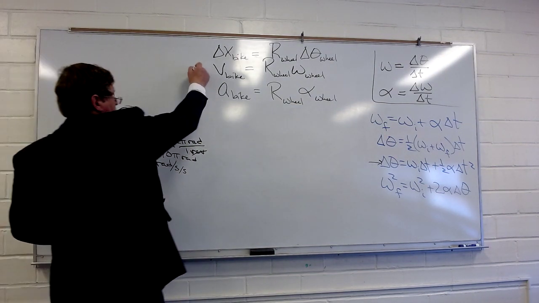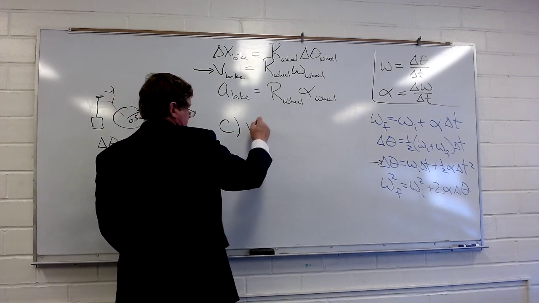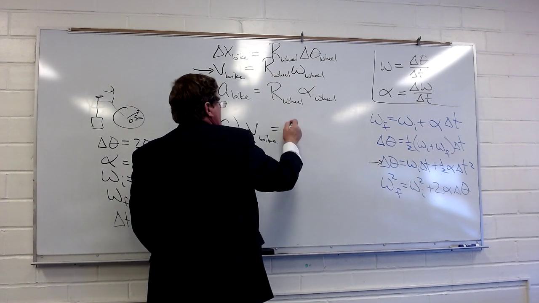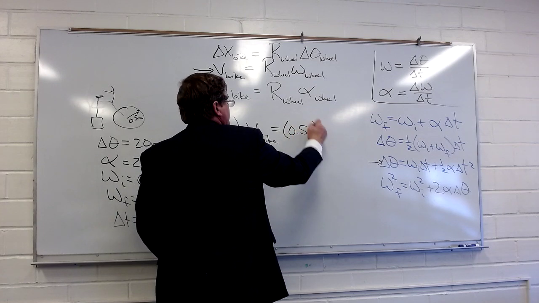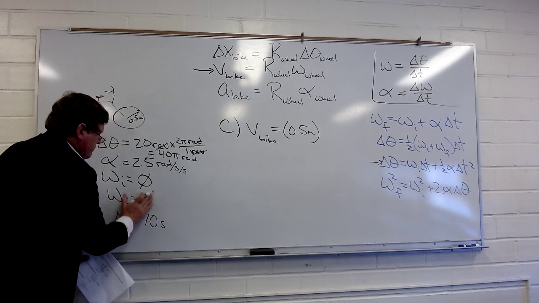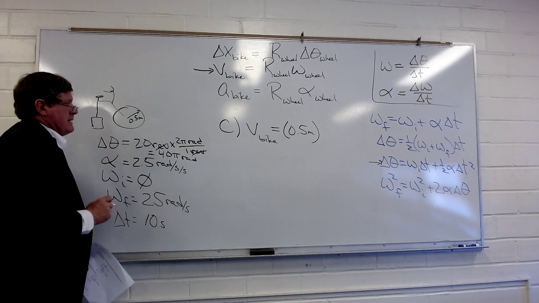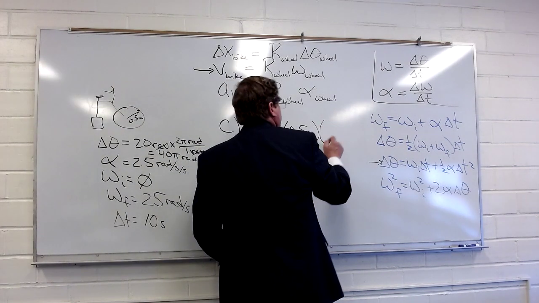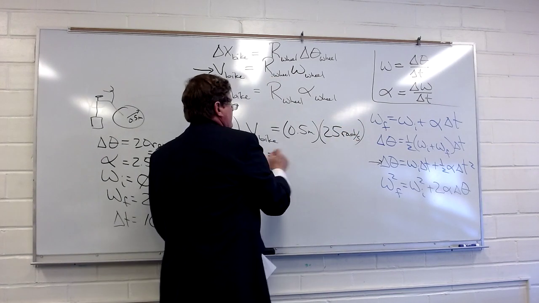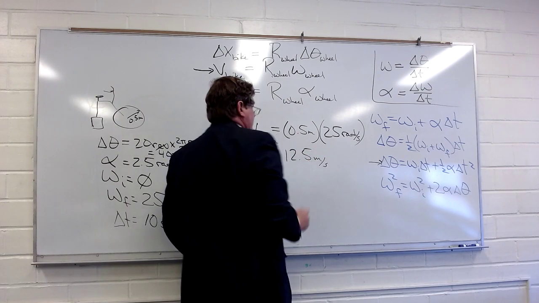Now in this case we're asked to find the linear velocity of the bike, and so for part C we just say the linear velocity of the bike would be the radius of the wheel, which is given as 0.5 meters, times the final angular velocity, we found this to be 25 radians per second, and that's going to be half of 25 or 12.5 meters per second.